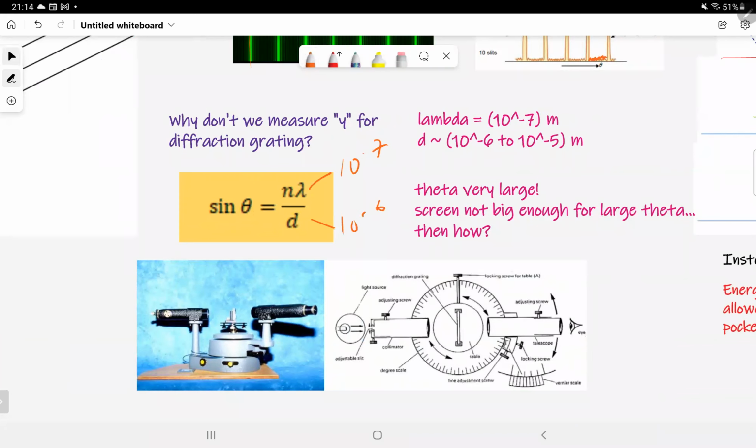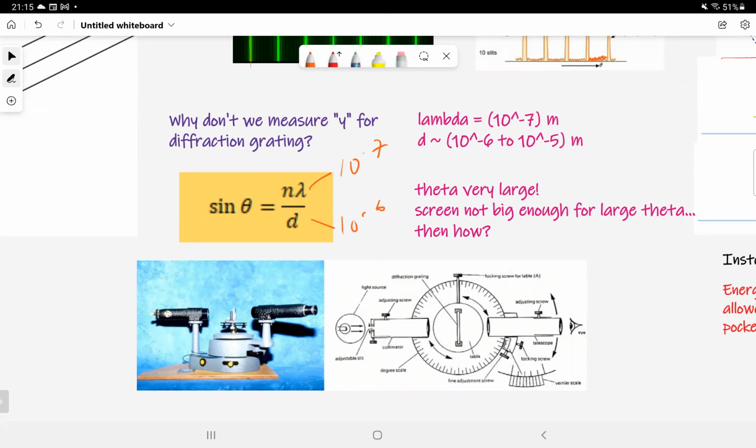Then n equals 1, n equals 2, n equals 3 will bring the ratio quite huge already, close to 1. Maybe by n equals 4, this number is like 0.9 already. So it almost exceeds the limit that you can have for theta, which is 90 degrees. Therefore, in a diffraction grating experiment, we expect theta to be very large.